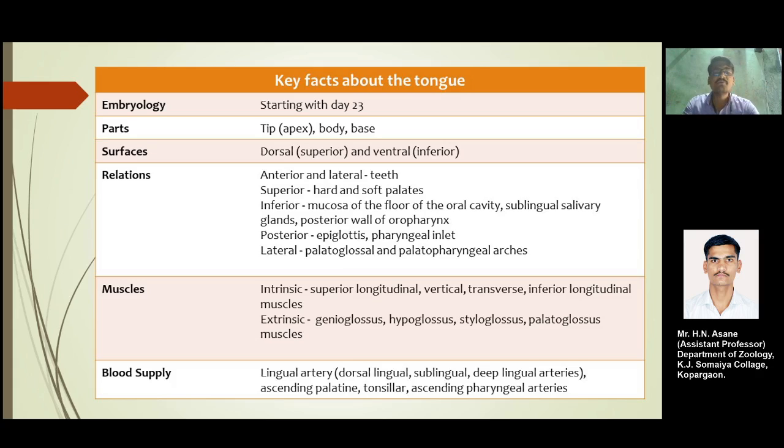So the blood supply to this organ is carried by means of the lingual arteries, that will be the dorsal lingual arteries, sublingual arteries, and deep lingual arteries. And the ascending parts, that will be the ascending palatine, that is the tonsillar blood supply. The ascending pharyngeal arteries are going to provide the blood supply to the palate as well as the tonsils.